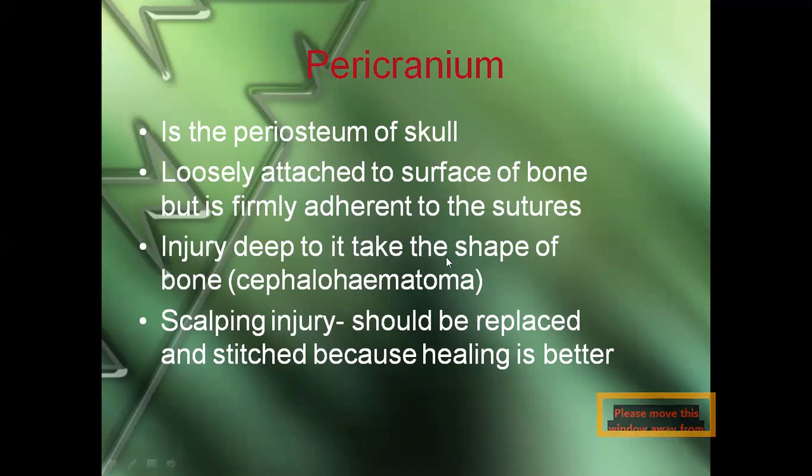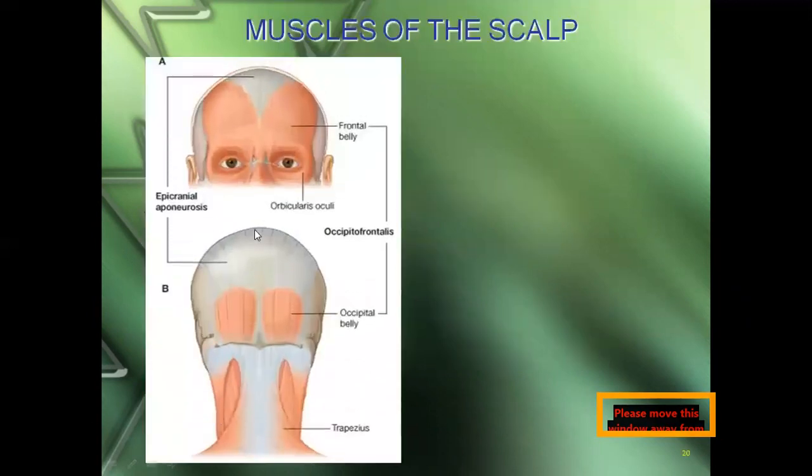Injury deep to it takes the shape of the bone. That is called cephalohematoma. A scalping injury should be replaced and stitched because healing is always better. In a road traffic accident, the scalp may be torn into many pieces, but if you bring those pieces back and suture them, they have very good healing power because of the enormously rich blood supply.